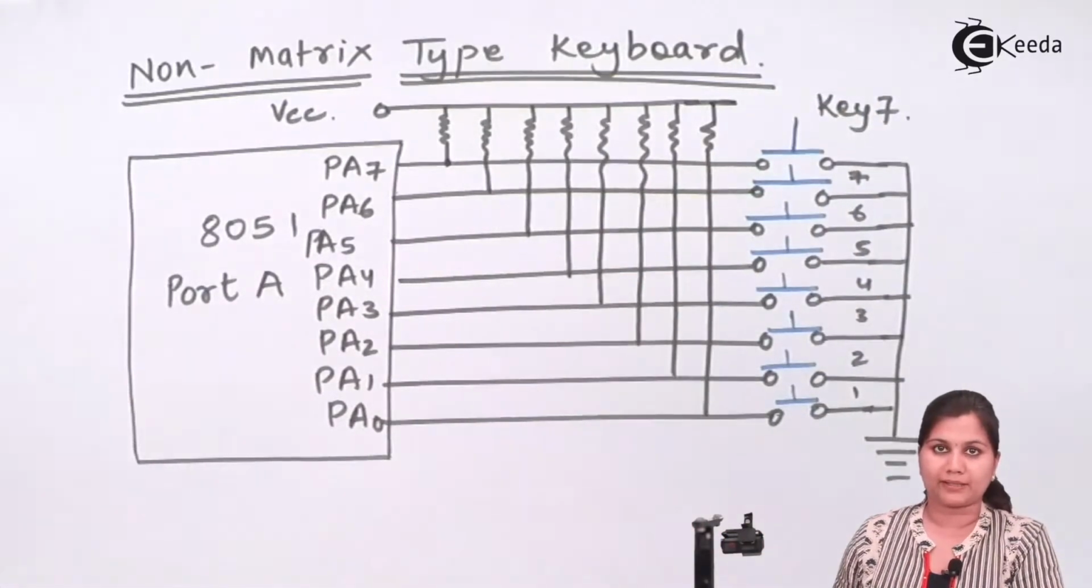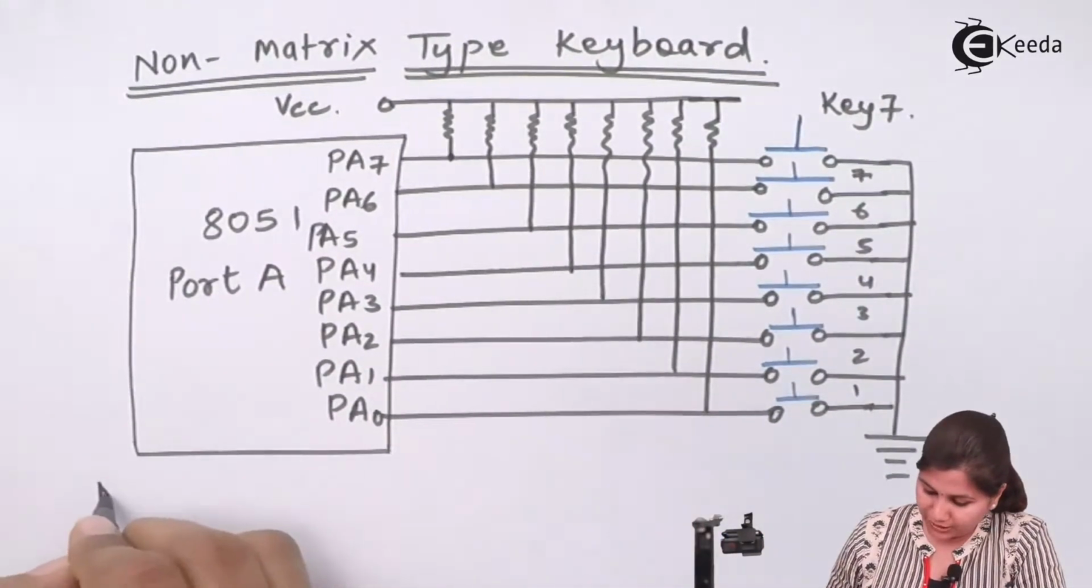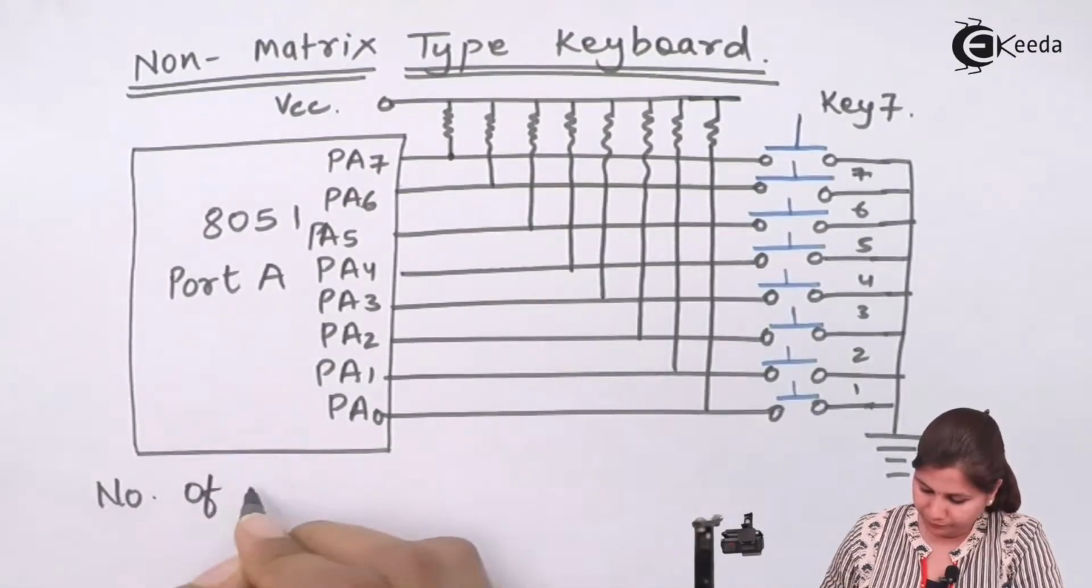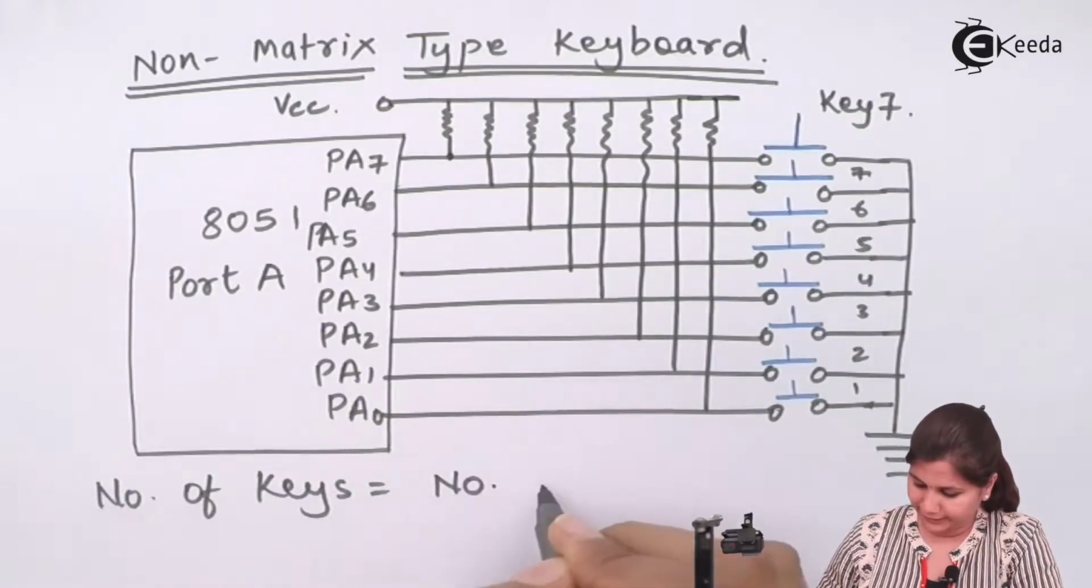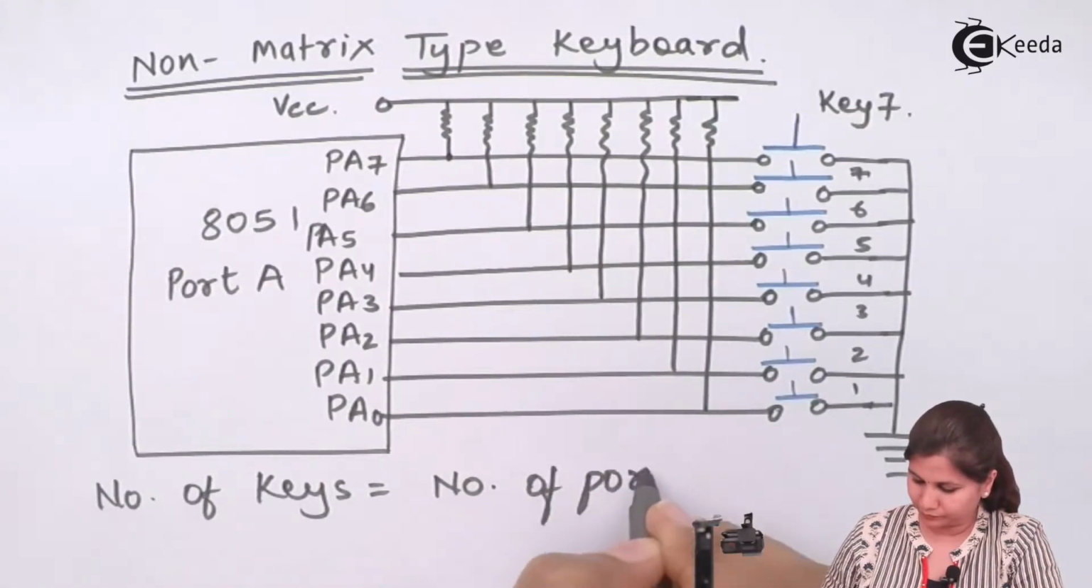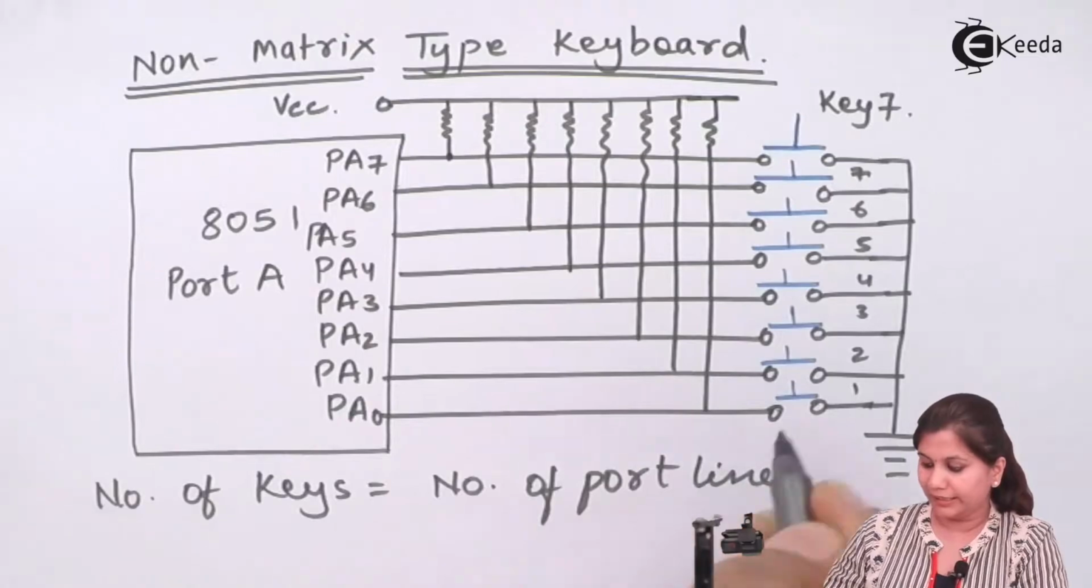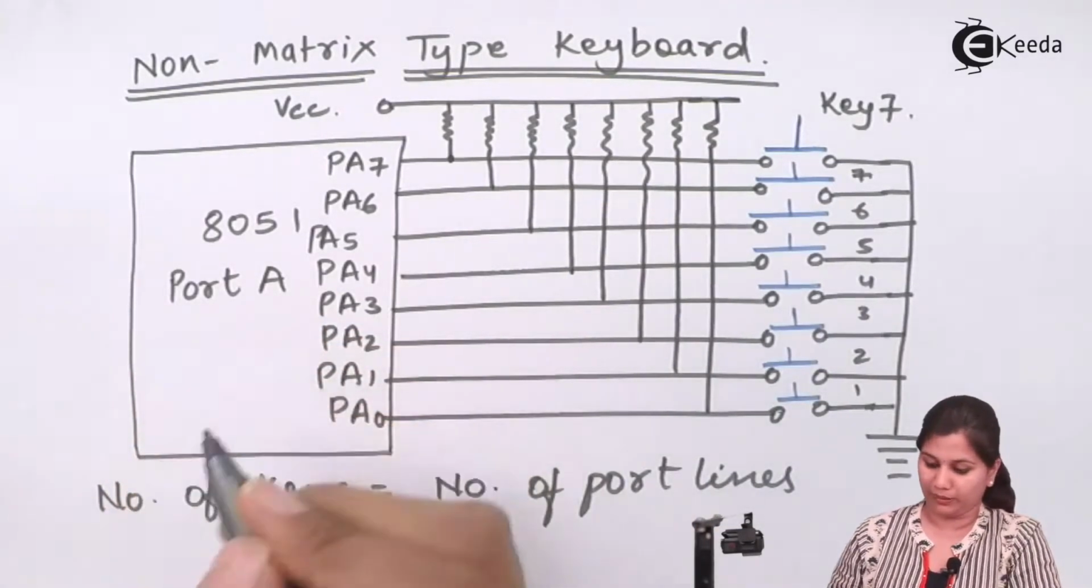is being pressed. Okay, so the number of keys is equal to the number of port lines. If there are 8 keys, then 8 port lines are required.